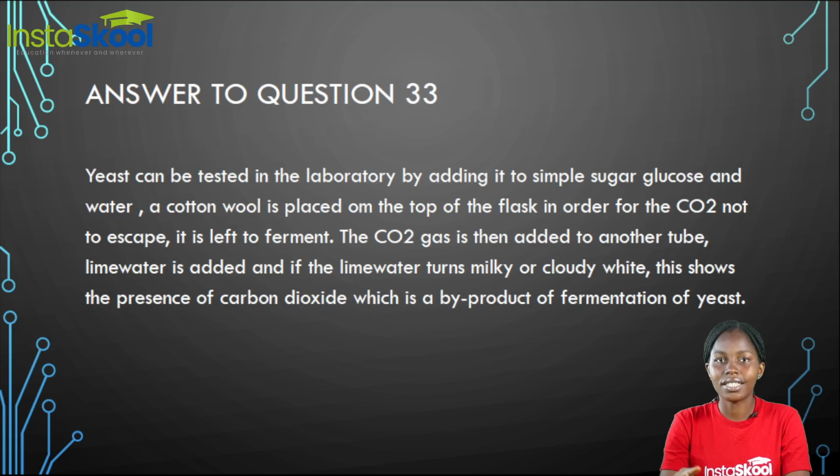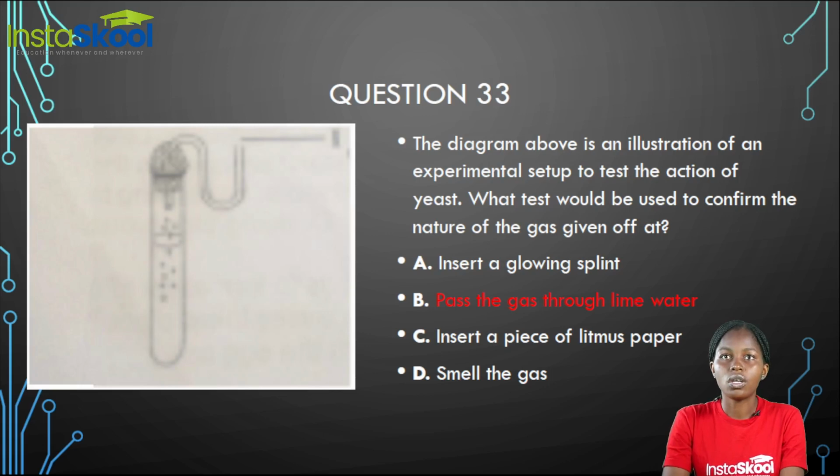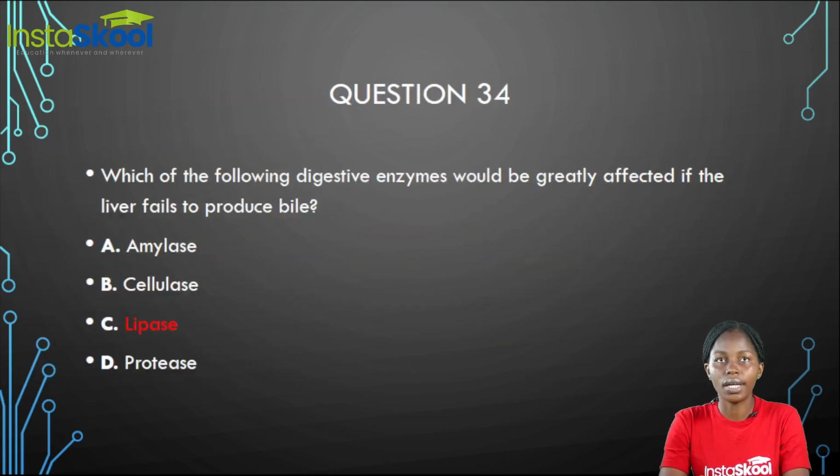The gas that is given off from this mixture is then added to another tube and mixed with lime water. Now, to show for the presence of CO2 gas, that is carbon dioxide gas, this lime water turns milky or cloudy white, and this shows the presence of carbon dioxide, and carbon dioxide is a byproduct of the fermentation of yeast. So our answer is B. We pass the gas through lime water. This gas is CO2 gas.